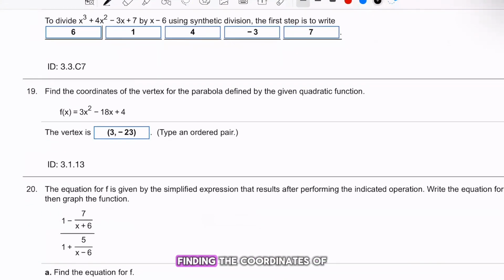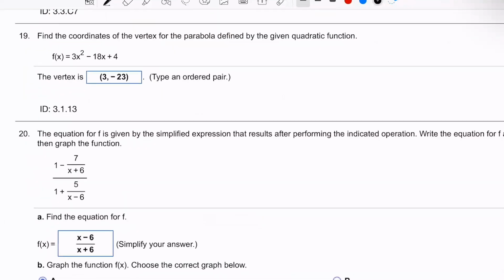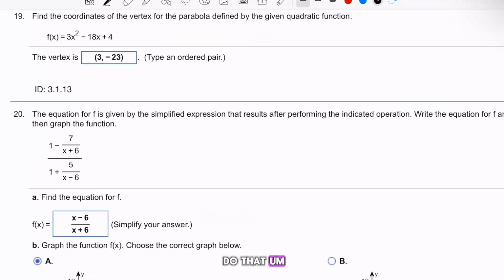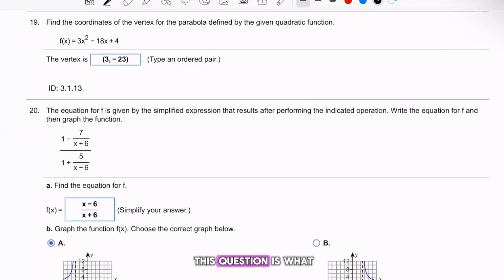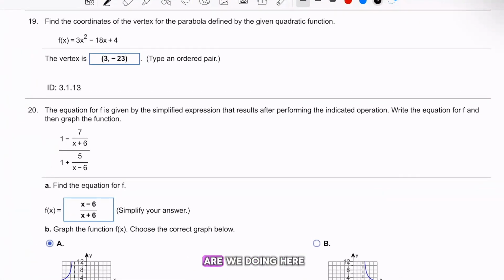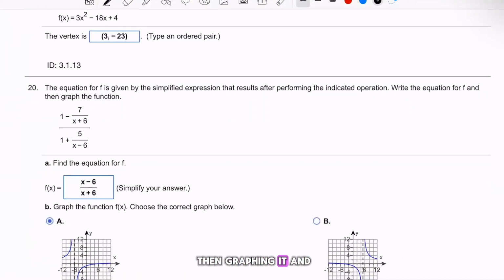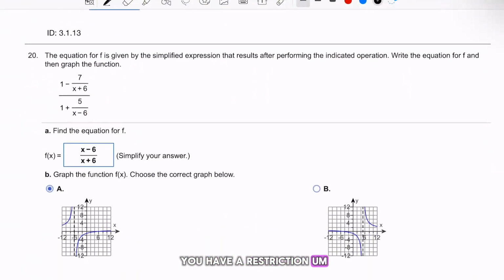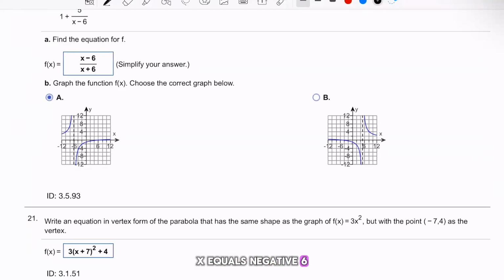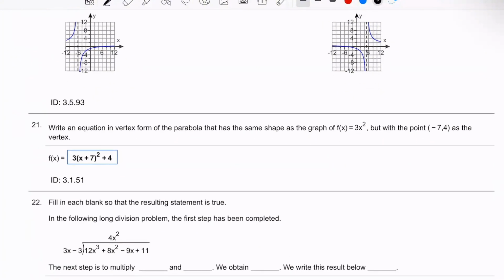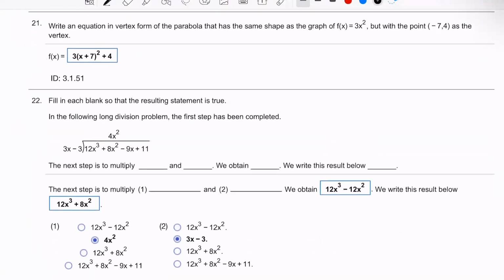Again, finding the coordinates of the vertex, you know how to do that. And then this question is, what are we doing here? Are we just simplifying? I think so. We're simplifying, and then we're finding the result of that and then graphing it. And you have a restriction on x equals -6. And then this is vertex form. We have another long division.